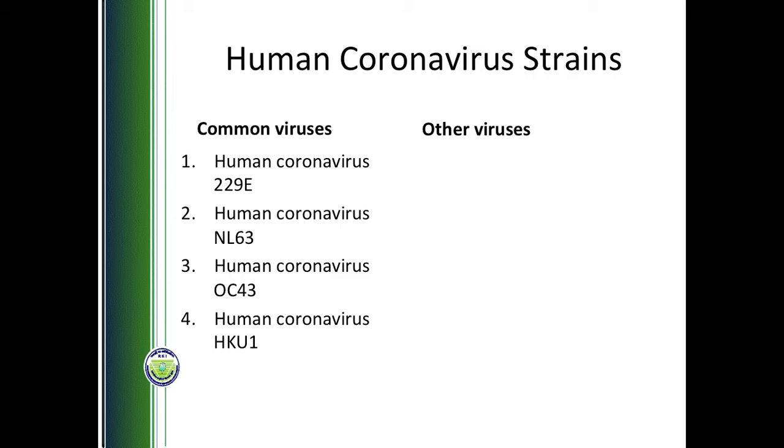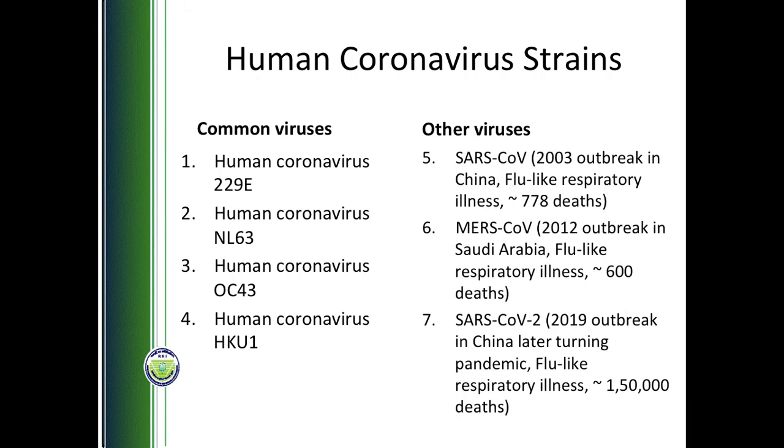Now, why do we call them common viruses? Because these four viruses cause a disease which is very close to what we call the common cold, and the symptoms are more or less like a common cold. They don't usually go very severe. However, in individuals who are immunocompromised, like infants, old age people, or people having other comorbid conditions, a severe form of pneumonia can happen. So these four are common cold causing viruses, and that's why I have written them as common viruses.